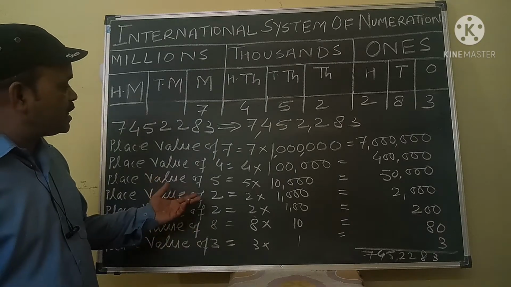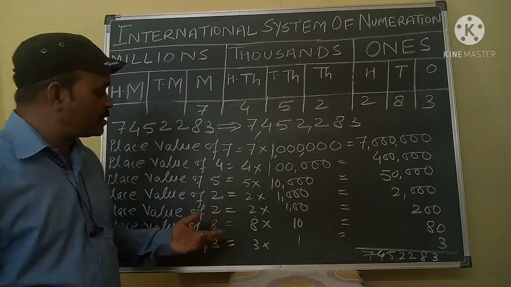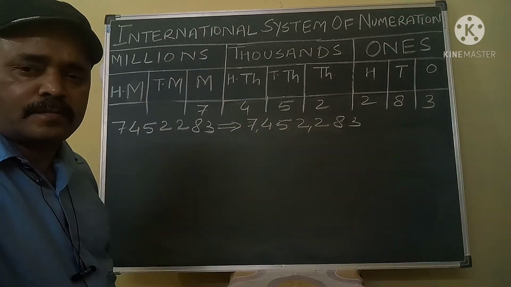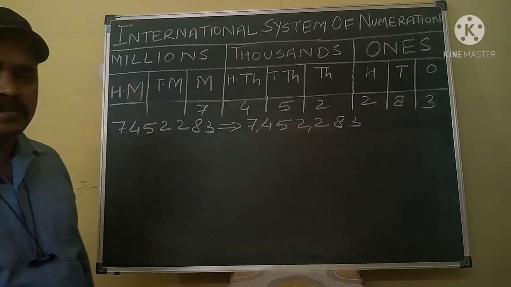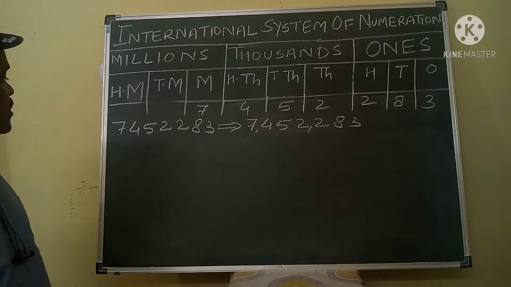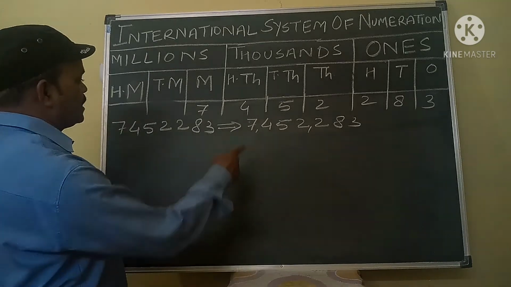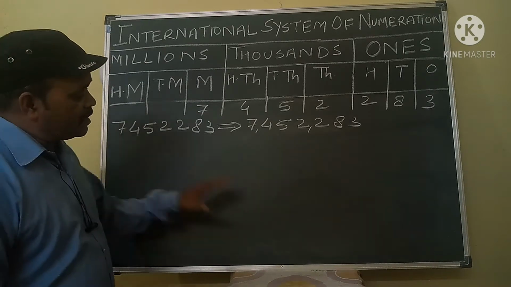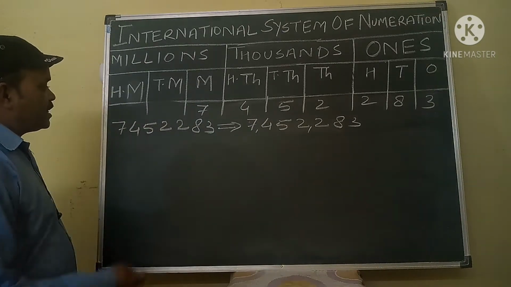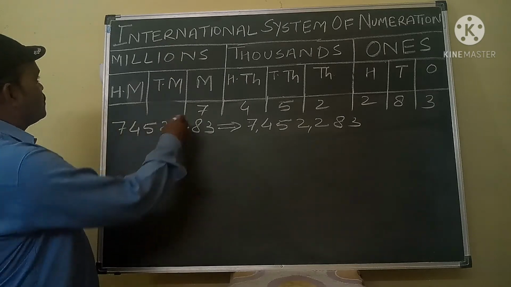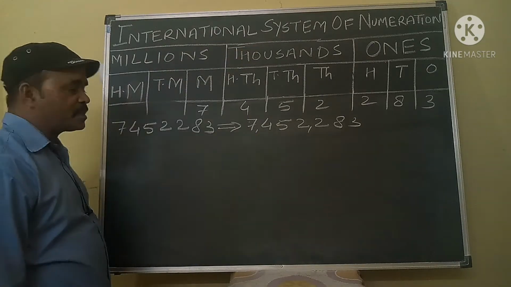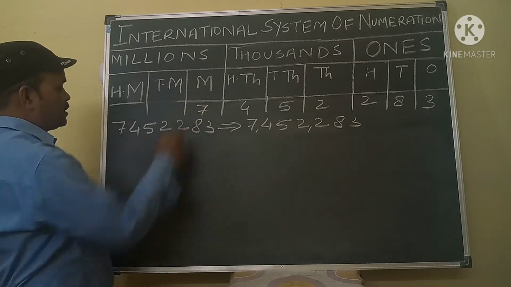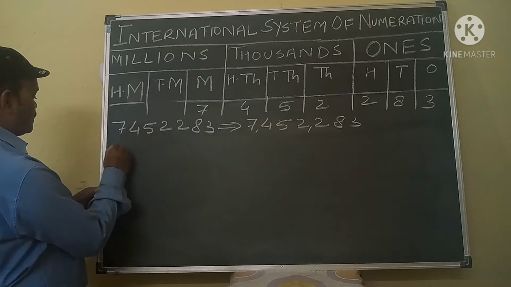How can you read and write this number? Now look here. Again, my dear students, how can you read and write this number? After taking out the place value, we can write this number according to the International System of Numeration. 7 is in which place? Millions place. So what can you write? 7 million.